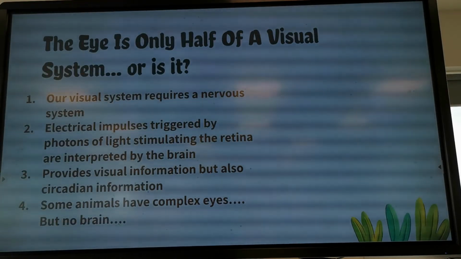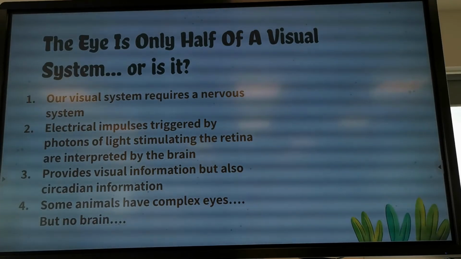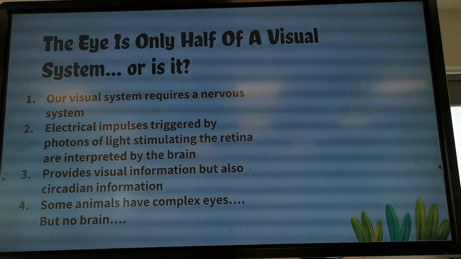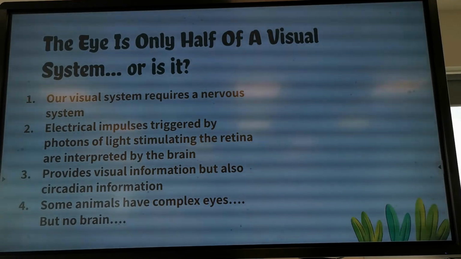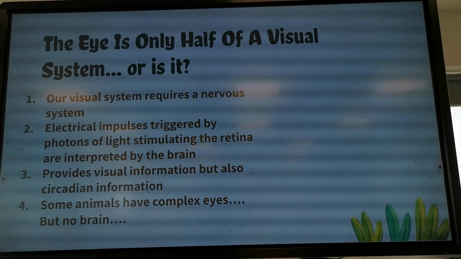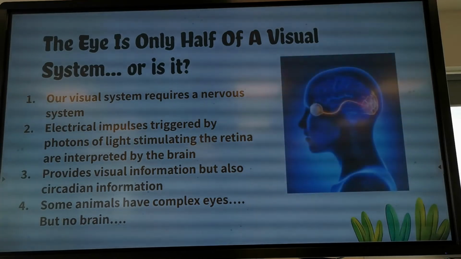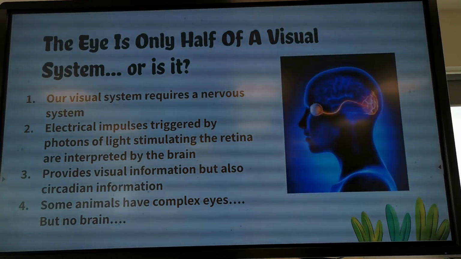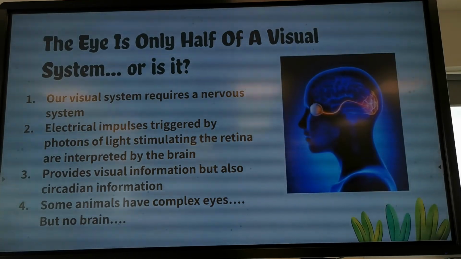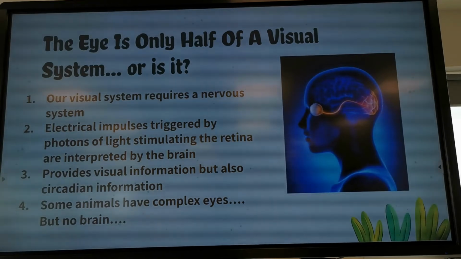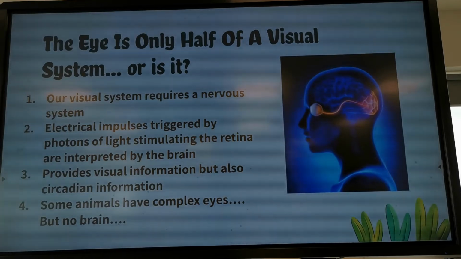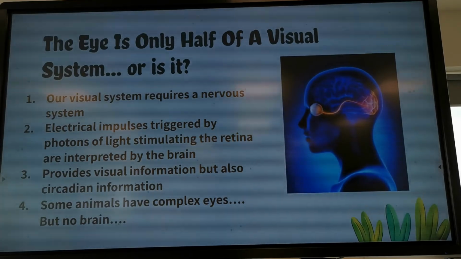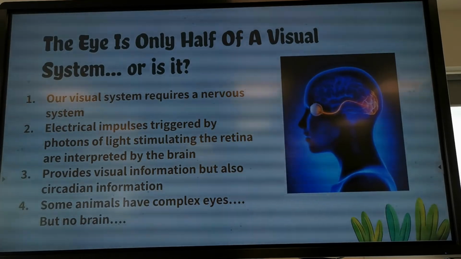But the eye itself, it's not the whole package, is it? It's part of a visual system. And for us to form and interpret the signals that the eye sends to us, we need to have a brain, we need to have a nervous system. So we have those electrical impulses that are triggered by the photons, the light stimulating the retina and sending those messages down the nervous system. But without our brain, we can't really determine what that image is and the detail behind it.